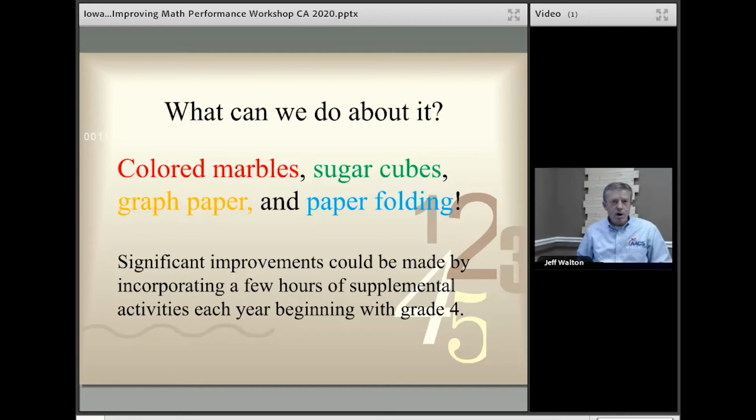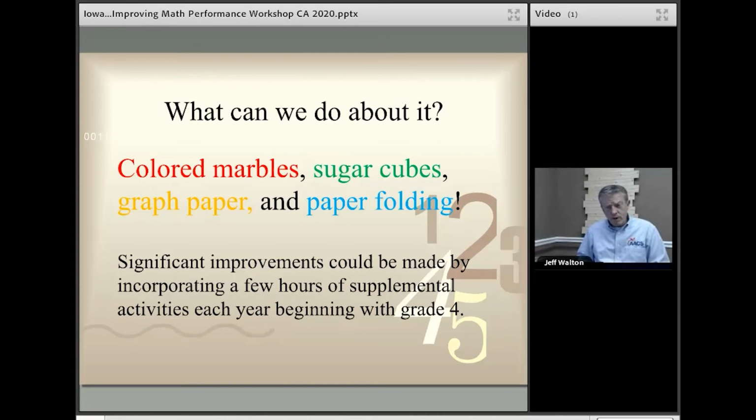I almost titled this workshop Colored Marbles, Sugar Cubes, Graph Paper, and Paper Folding, because many of the things we're going to talk about could be taught with those simple tools to illustrate for students and help with their understanding. Significant improvements could be made by incorporating a few hours of supplemental activities each year, beginning with grade 4.